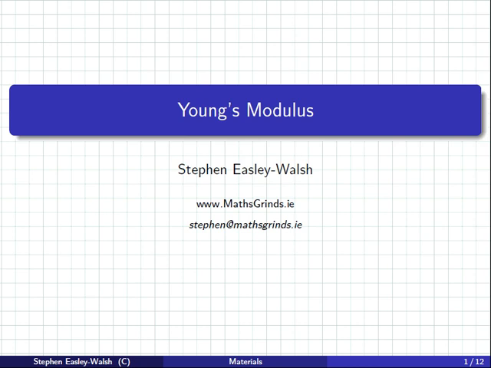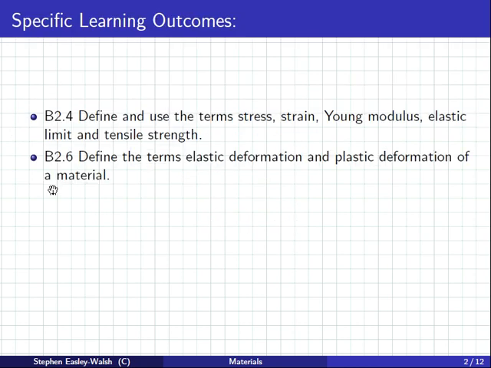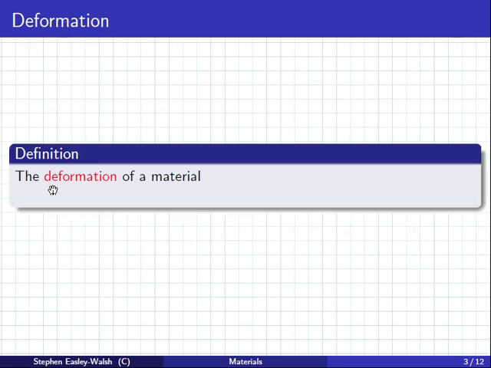Yeah, okay. Good stuff. Right, Young's modulus. So this is the last topic in materials, and it's related to Hooke's law. It's a similar idea. So we mentioned this word in a previous lesson, but just to be super clear, what precisely do I mean when I say the deformation of a material?